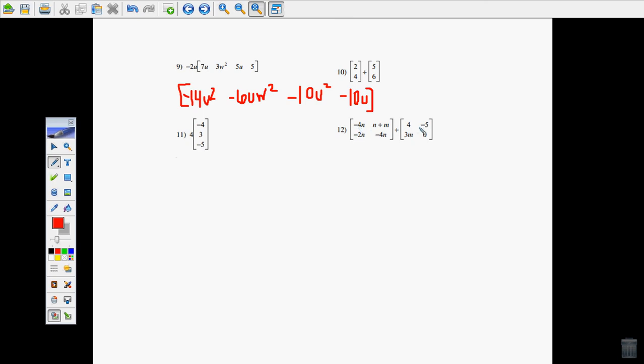Number 12, you're just going to write them right because we're adding. For this first entry, it's actually going to be -4n plus 4 because we can't add those two terms together. They're not common terms. So you will just leave it like that for entry number 1, that first row, first column entry. For this one right here, -2n plus 3m, you will just do the same thing. Leave it all written out.